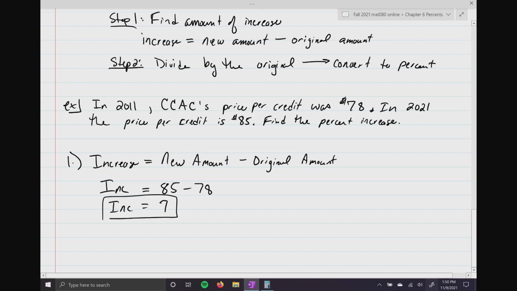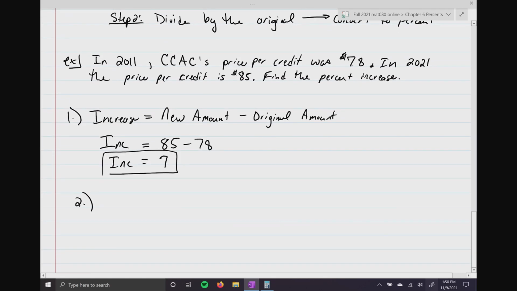Okay? So now in step 2 we're going to take that number 7, and I'm going to write it like this. Percent increase is going to equal 7 divided by the original amount, which is 78. And then to convert this into a percent, you're going to multiply by 100 and add that percent symbol in the end.